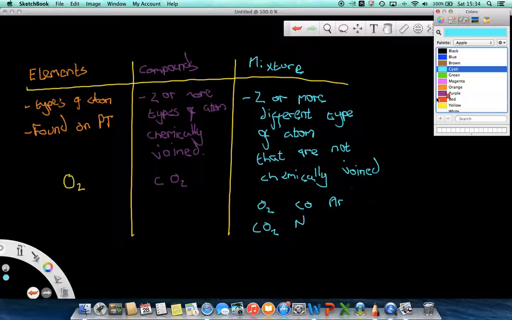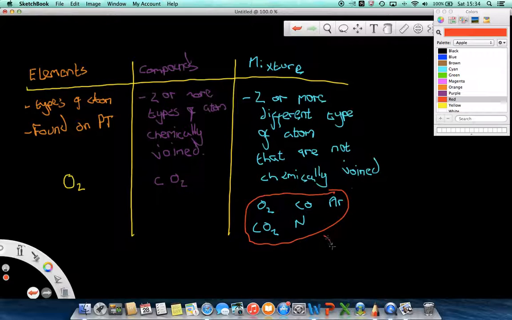So if we circle this and put air, yeah, you can see that the air contains all these gases, but they're not chemically joined together. Make sure you understand this, otherwise chemistry will be very difficult.